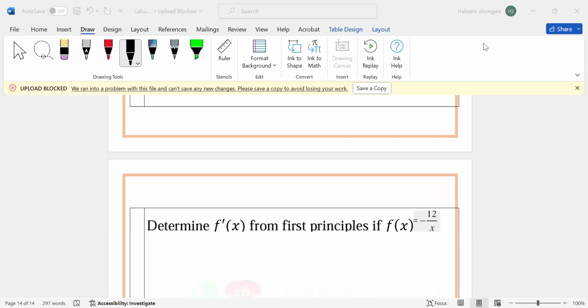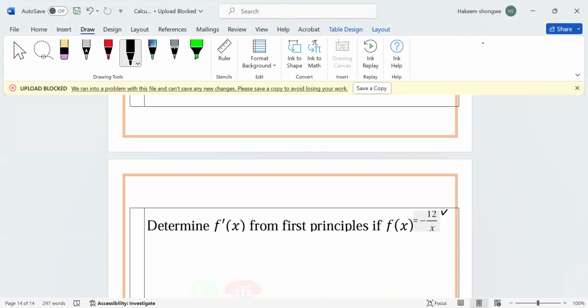Okay, so you're supposed to determine f prime of x from the first principle. As I said, one of the functions that you will have to know how to differentiate is what we call a hyperbolic function. Now, from the chain rule, you already know how this is going to play out. In fact, you can use some rules to know the answer.